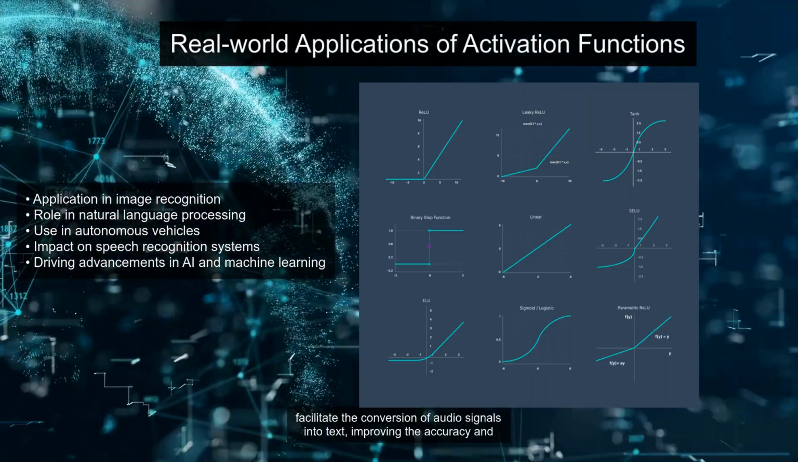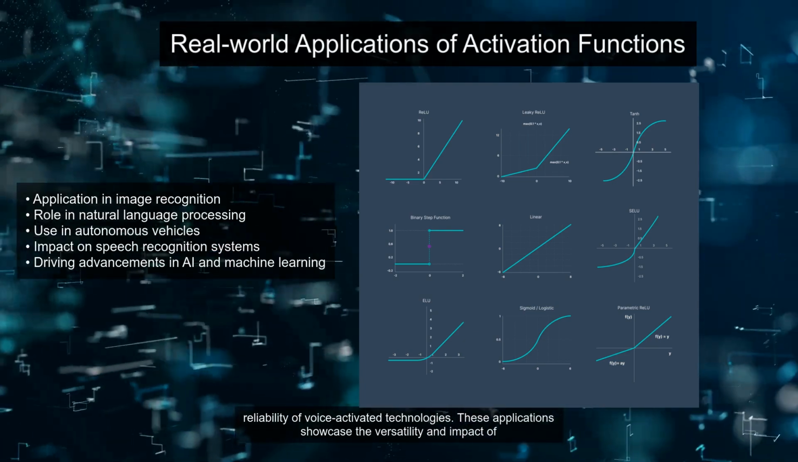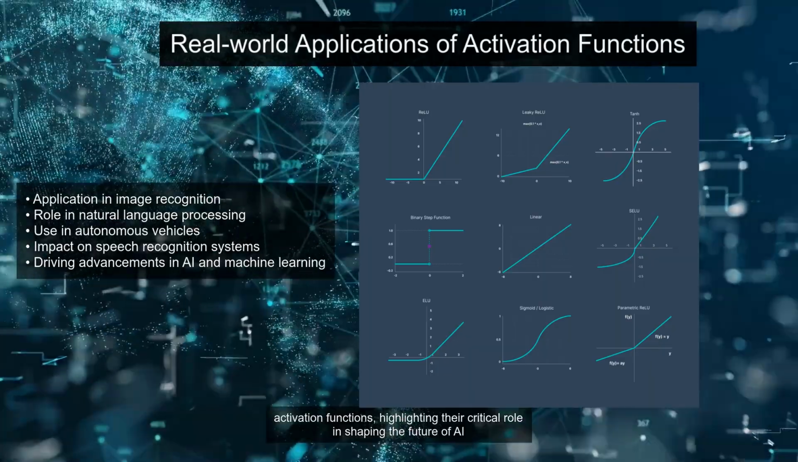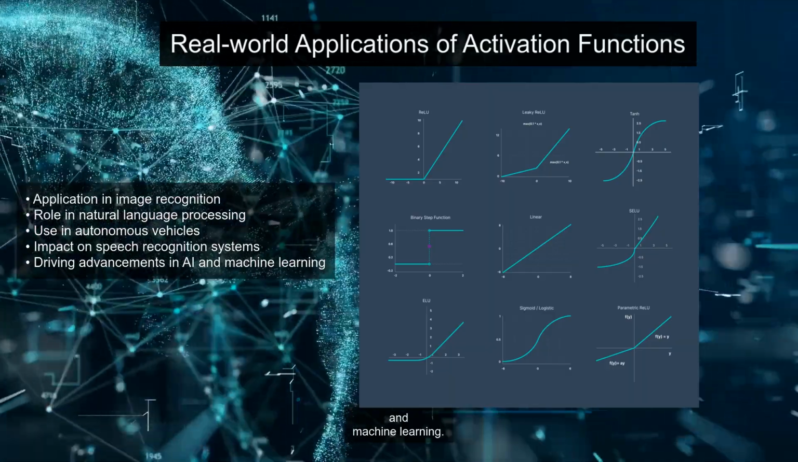Autonomous vehicles rely on activation functions to process vast amounts of sensor data, enabling them to navigate safely and efficiently. In speech recognition systems, activation functions facilitate the conversion of audio signals into text, improving the accuracy and reliability of voice-activated technologies. These applications showcase the versatility and impact of activation functions, highlighting their critical role in shaping the future of AI and machine learning.